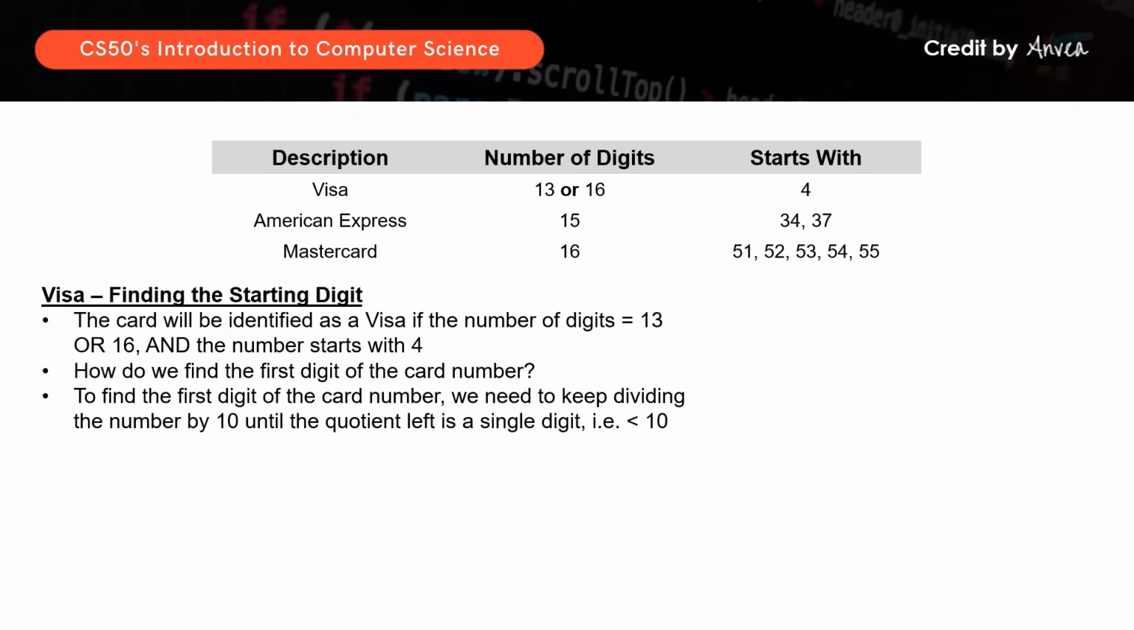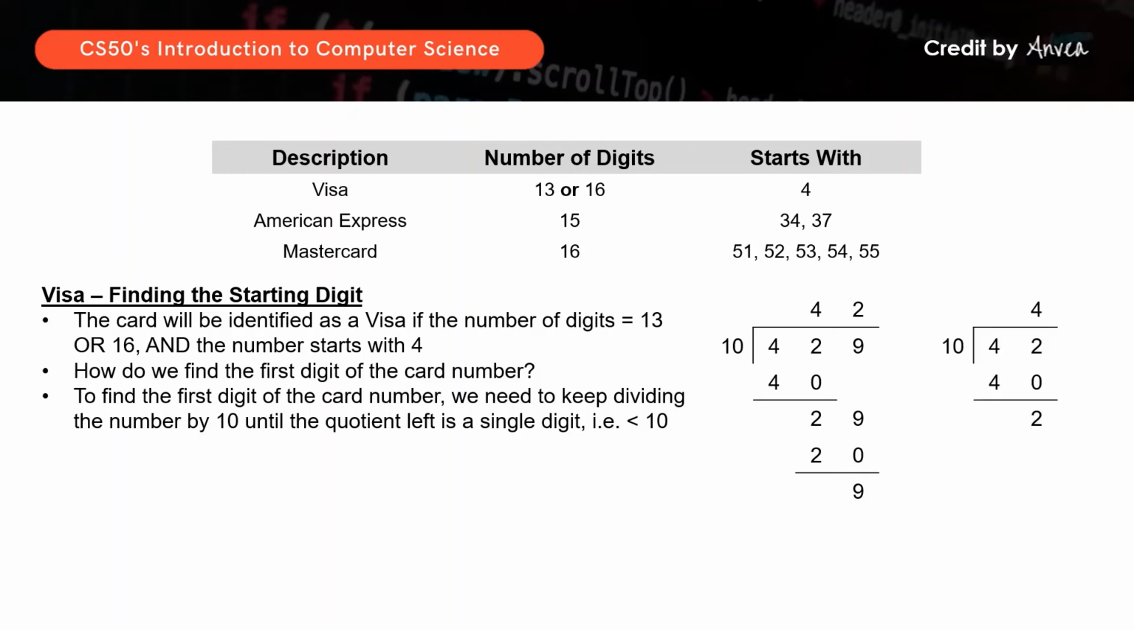So let's take 429 for example. The quotient of 429 divided by 10 is 42. Dividing this by 10 again, we get a quotient of 4, which is the first digit. So we'll let the card number keyed in equal Visa. As long as Visa is more than or equal to 10, we will keep dividing this number. So to put it into code, while Visa is more than or equal to 10, we'll keep dividing the quotient by 10, and this is represented by /=. Okay, so that will be how we find the first digit of Visa.